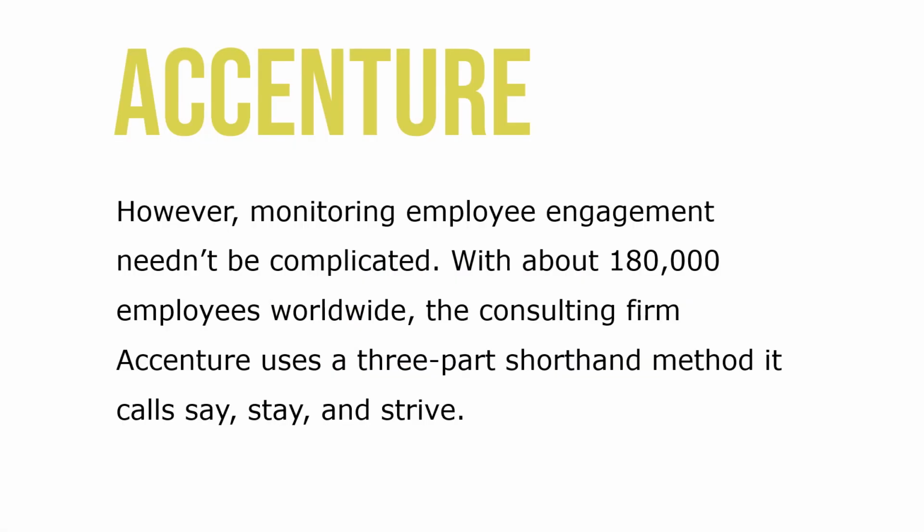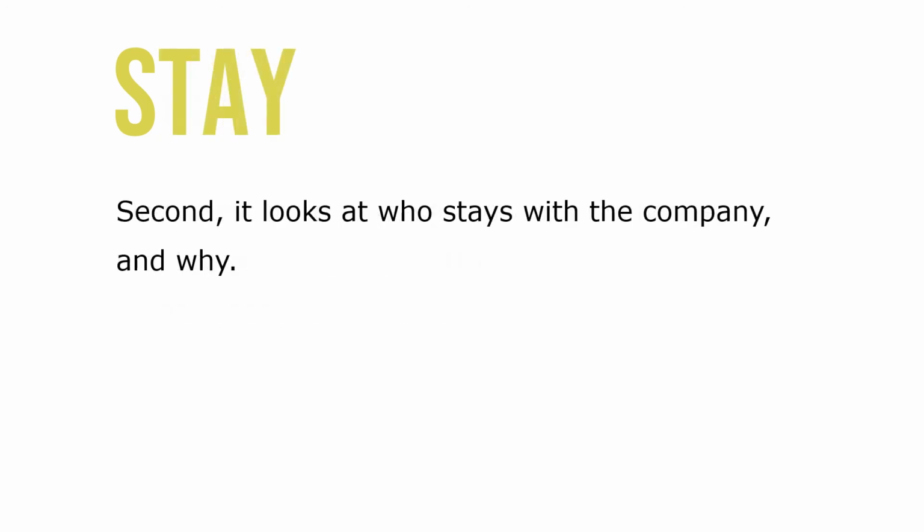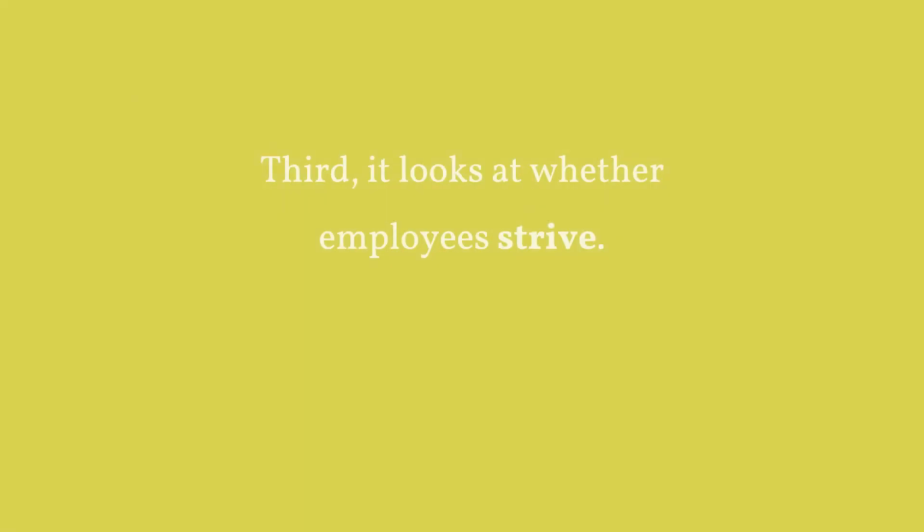However, monitoring employee engagement needn't be complicated. With about 180,000 employees worldwide, the consulting firm Accenture uses a three-part shorthand method it calls say, stay, and strive. First, Accenture assesses how positively the employee speaks about the company and recommends it to others. Then, they look at who stays with the company and why. Finally, it looks at whether employees strive.